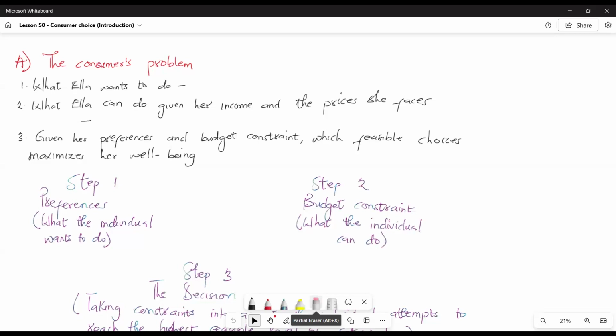To answer this question, we need to know some things. So the first thing that we need to know is, what does Ella want to do? These are called her preferences. Then the next thing is, what can Ella do given her income and the prices that she faces? This is called her budget constraint. Then, given her prices and the budget constraint, which feasible choices maximize her well-being?